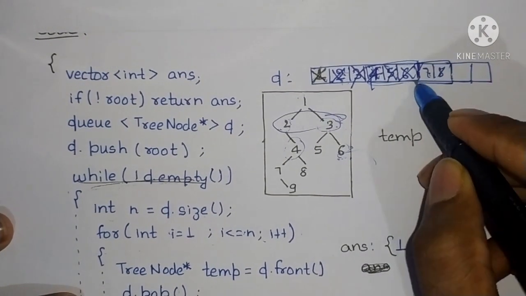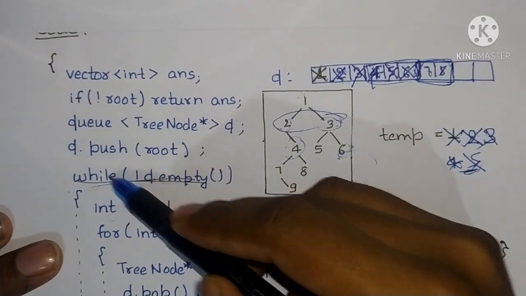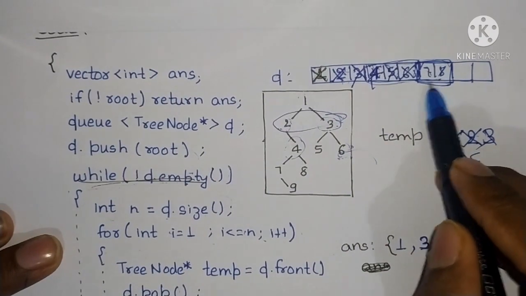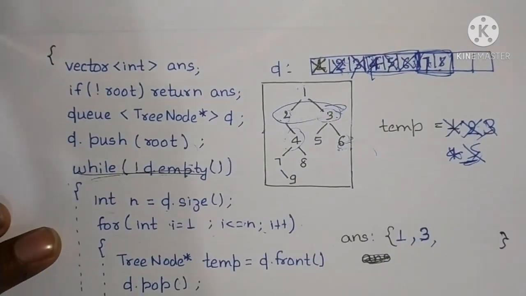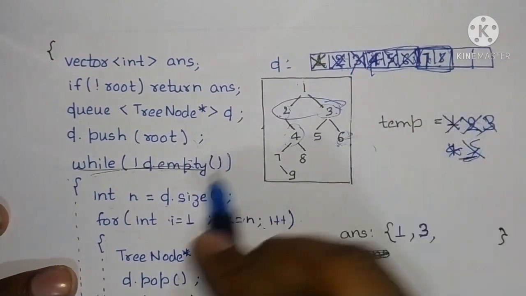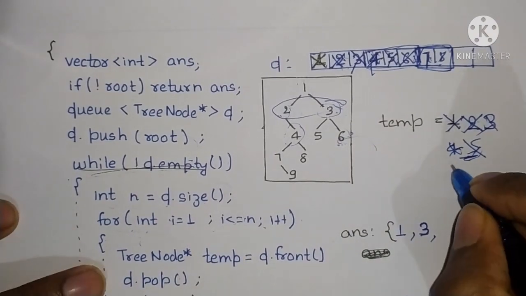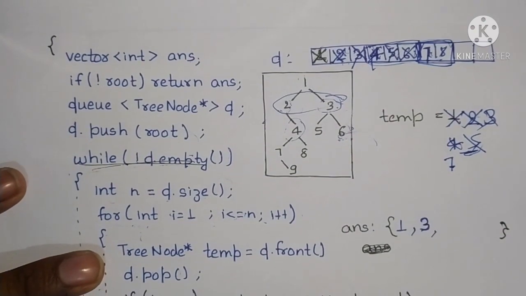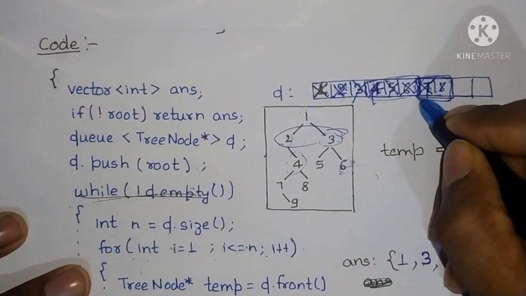So again the next layer is present and the current layer is finished. So the while loop will run once more, and this time the value of n will be the size of the queue, that is equal to 2. So this for loop will run 2 times. For the first time, that is I equals to 1, the temp value will be 7, and this 7 will be popped out.